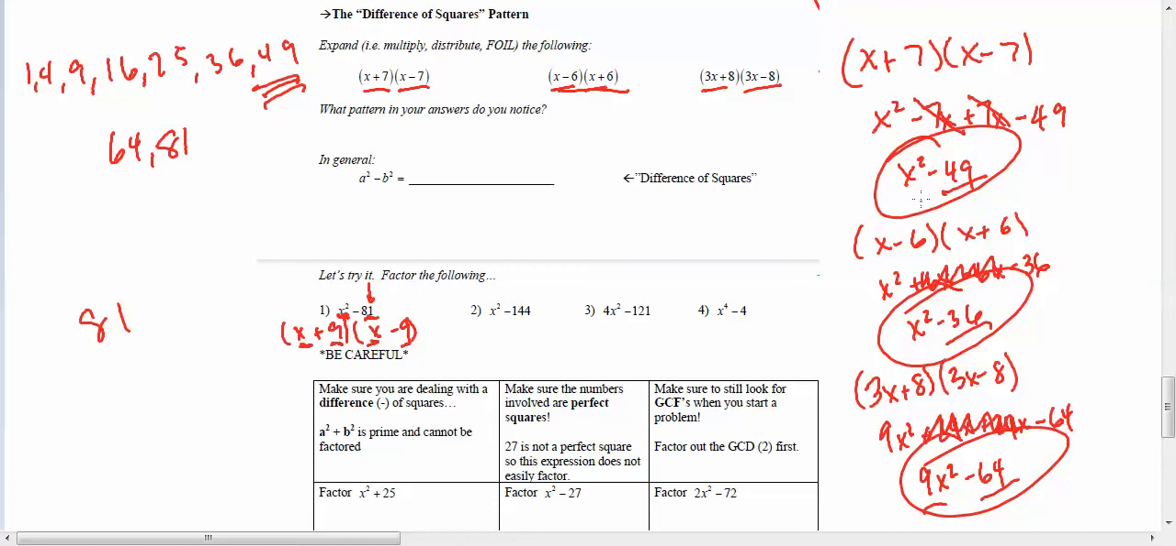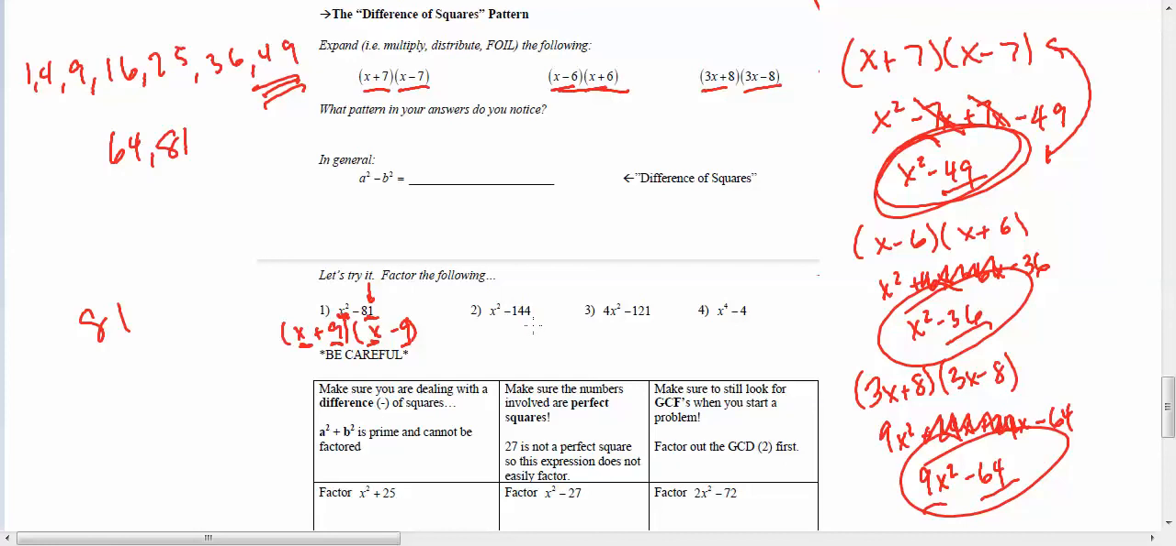Just like how we did, if I gave you x squared minus 49, and I wanted you to factor that, you could say, oh, it's plus 7 and minus 7, because as I showed you, those are equivalent to each other. You getting this? Kind of? All right.